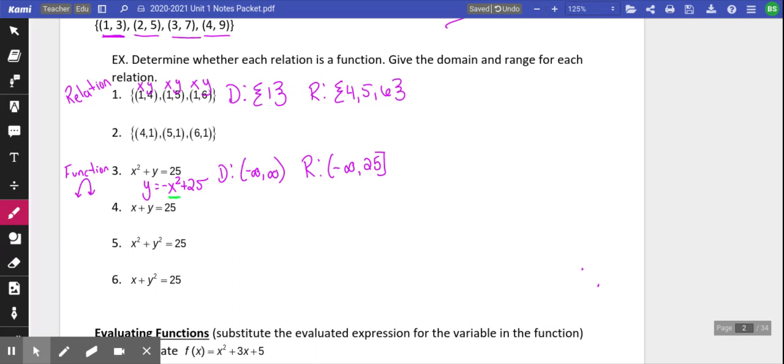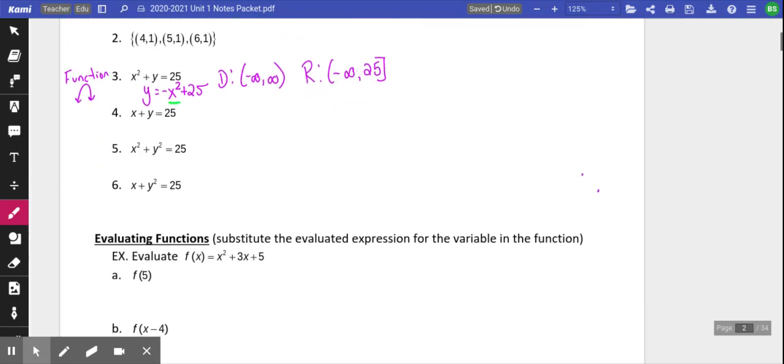We'll also try 5 here. So I'm going to do the same thing. First, I'm going to subtract x squared from both sides. And we have y squared is equal to negative x squared plus 25. And then I'm going to take the square root. So we have y is equal to plus or minus the square root of negative x squared plus 25.